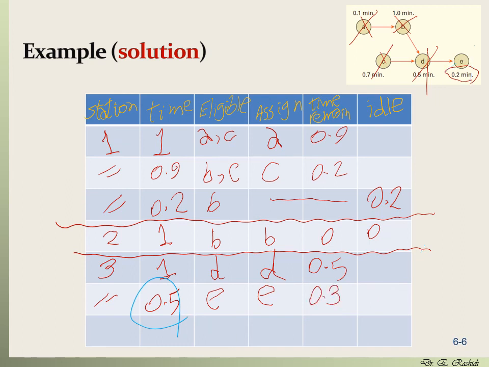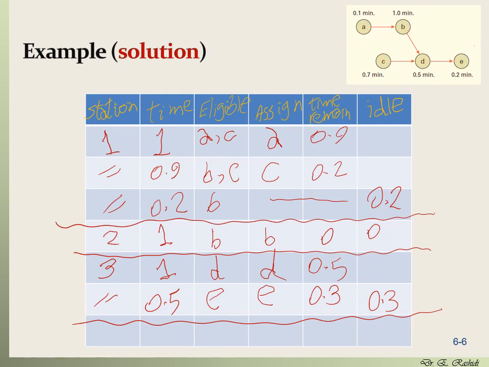So we are actually done with all the assignments. There is no other task left for us. So we're going to close workstation 3 as well, and we're going to have 0.3 idle time here. So our assignment is done.